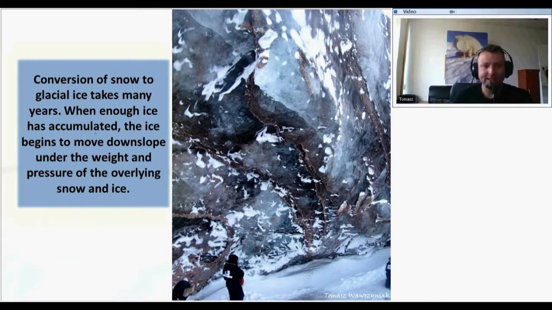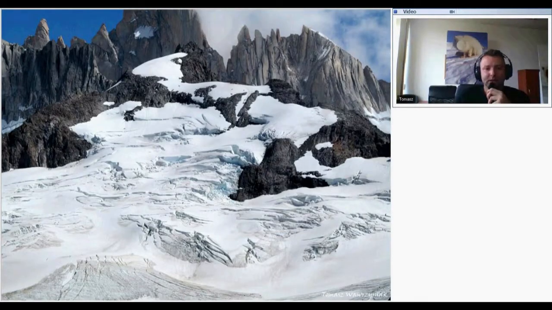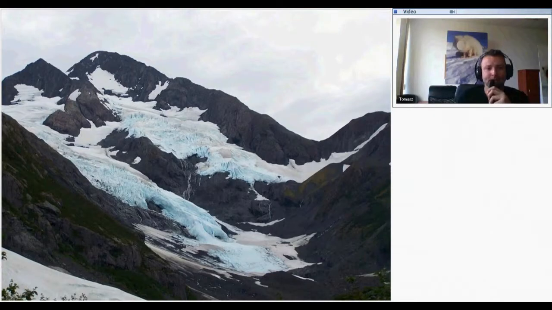Conversion of snow to glacier ice usually takes many years. When enough ice has accumulated, the ice begins to move downslope under its weight and the pressure of overlying snow and ice. So the glacier ice starts to move and flow down the valley. As you can see in this picture, the movement can be seen as these crevasses appear. It moves down, and what's underneath produces these crevasses because the glacier ice can crack in such places.